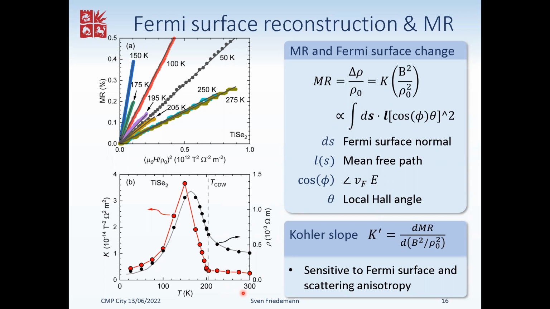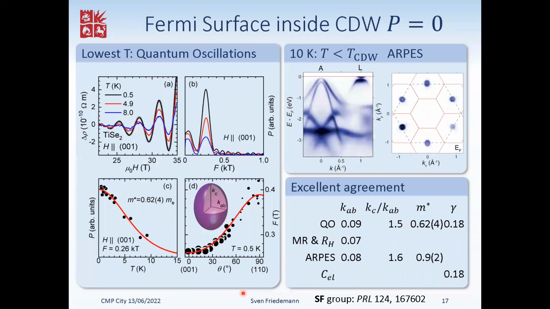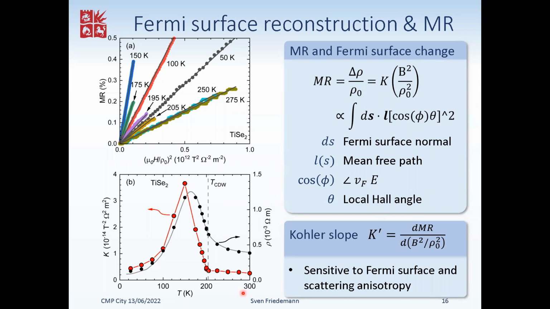So we've established very well that there is a Fermi surface reconstruction. Now let's see whether we can confirm what ARPES sees. Sorry, this is the slope of the magnetoresistance curves. So it's from 0 to 14 Tesla, and there are just straight lines in those Kohler plots.